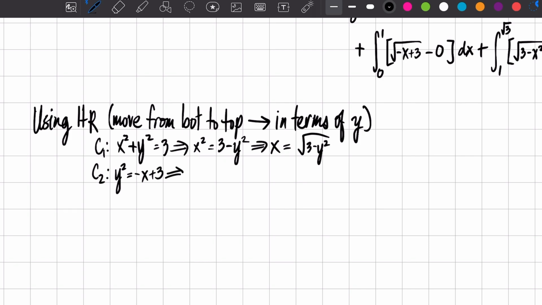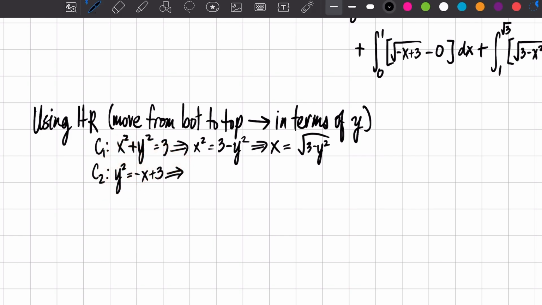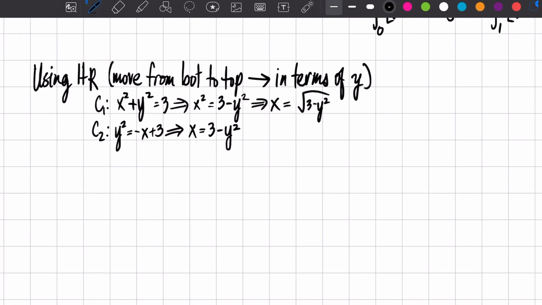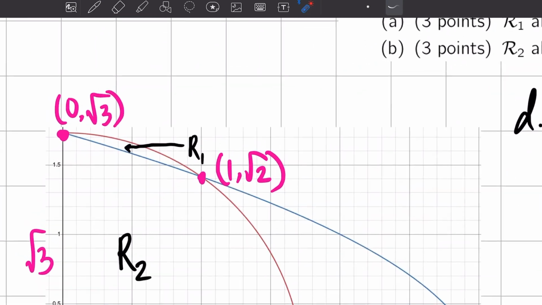So to solve for x, we just move it here so that it becomes positive. This one, we move it right here. So we get positive x equals 3, then the y squared becomes a negative. Okay? So let's set up for the area of region 1 here.